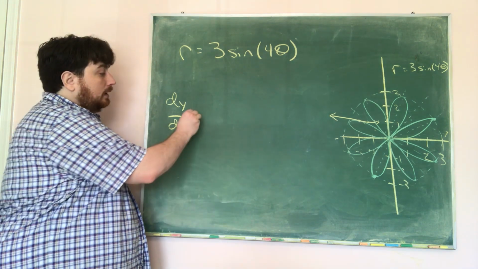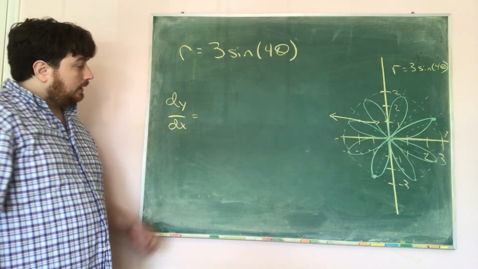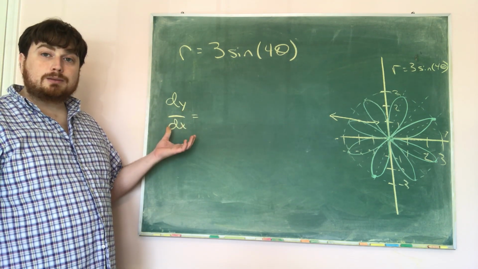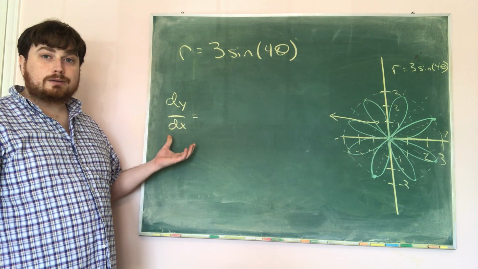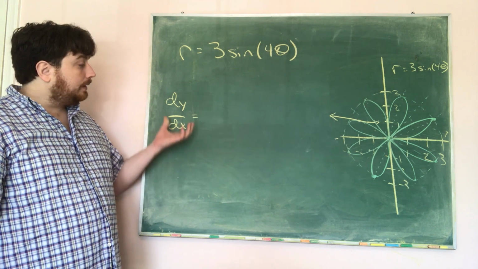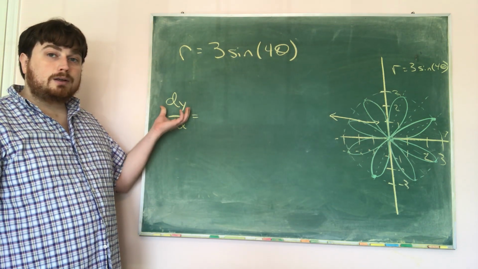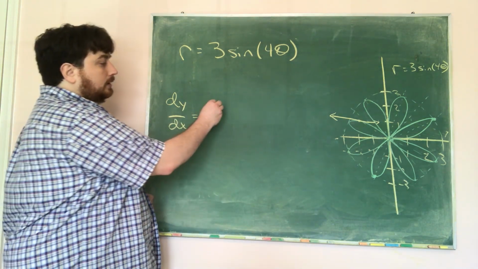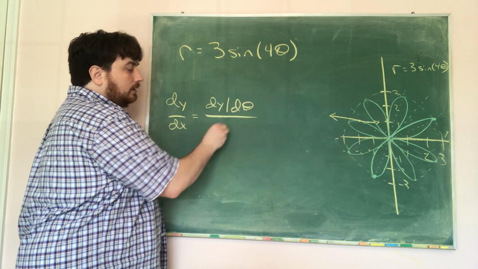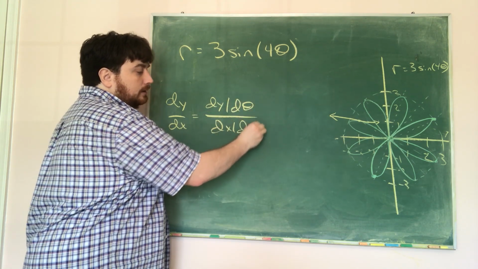Now what I want to point out is that in the last one we saw for parametric curves that dy dx can be found by taking dy dt over dx dt. So I'm going to use that same trick again, but now I'm going to think about y as a function of theta and x as a function of theta. So dy dx is going to be dy d theta over dx d theta.